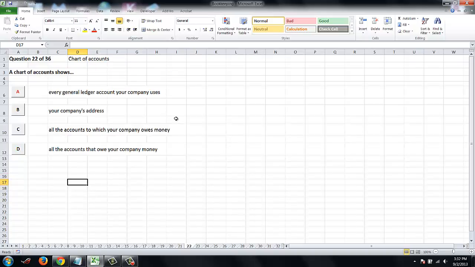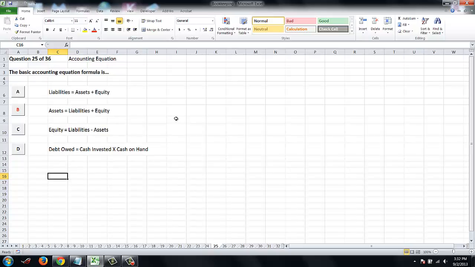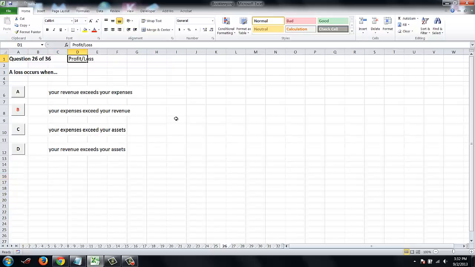Question 22. A chart of accounts shows, answer A, every general ledger account your company uses. Question 23. A debit entry is entered on the letter A, left side. Question 24. A double entry bookkeeping system consists of letter B, equal values of debits and credits. Question 25. The basic accounting equation formula is B, assets equals liabilities plus equity. Question 26. A loss occurs when, letter B, your expenses exceed your revenue.